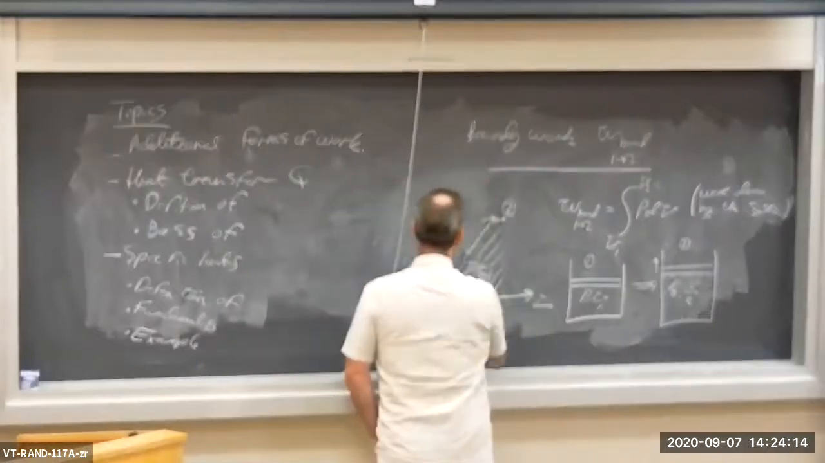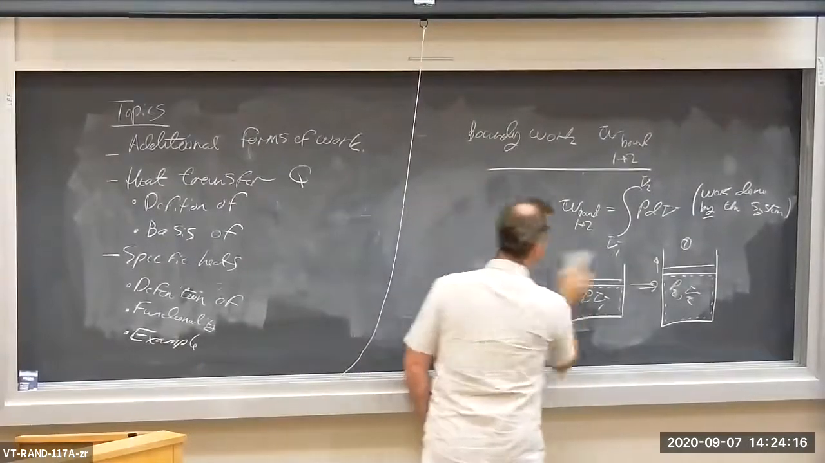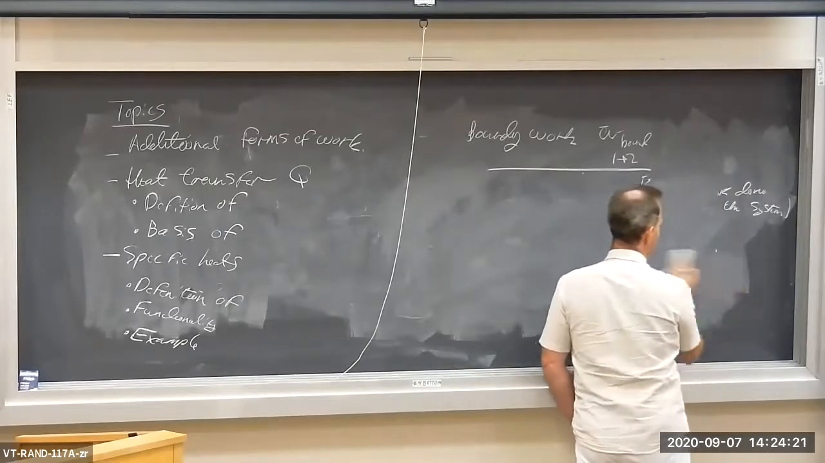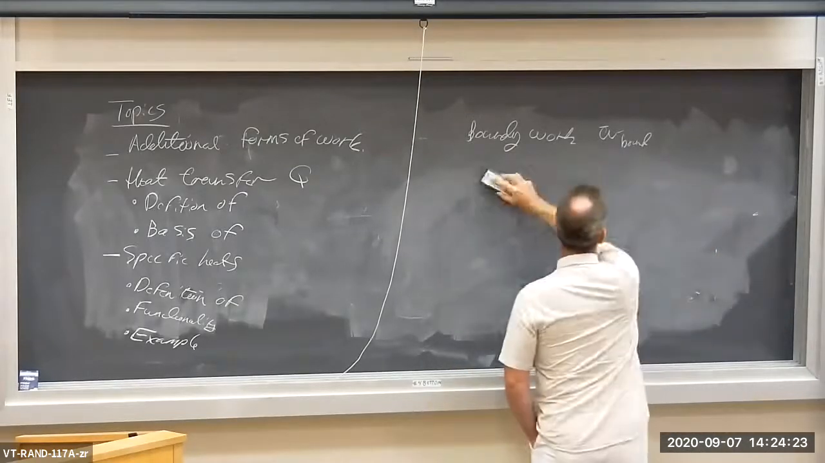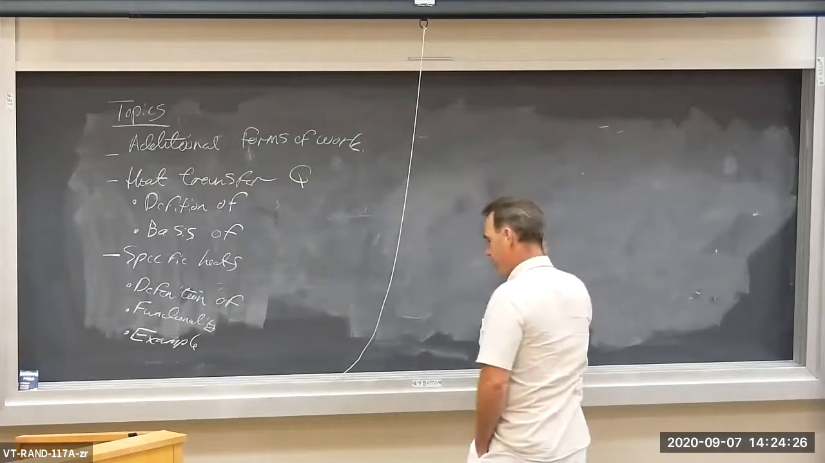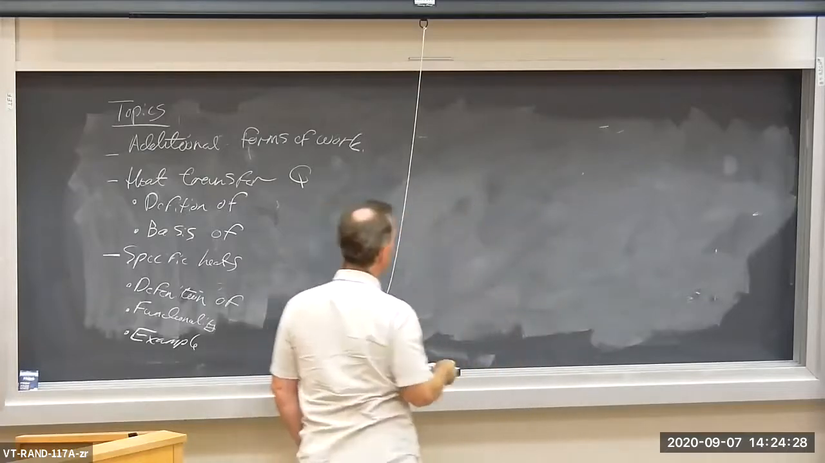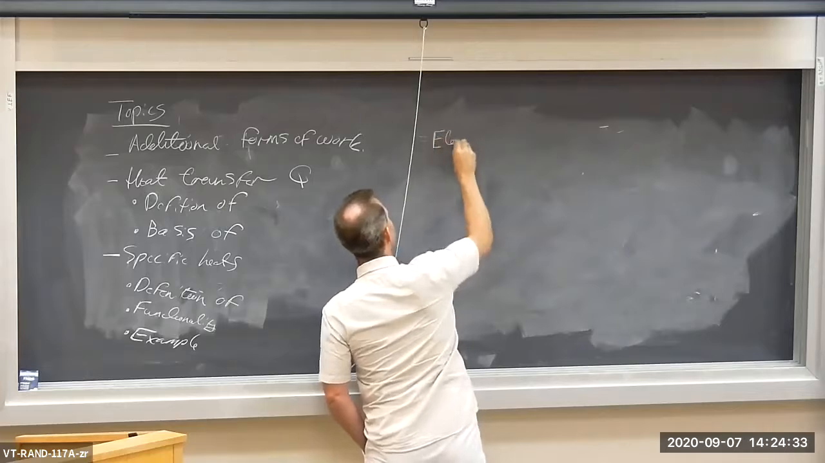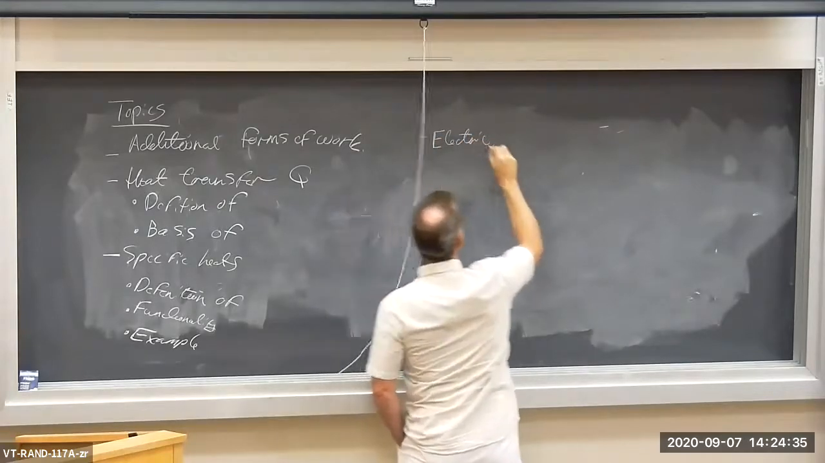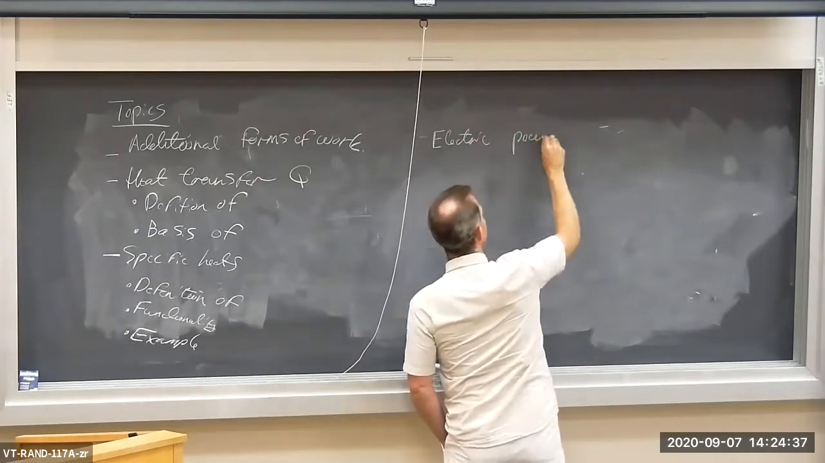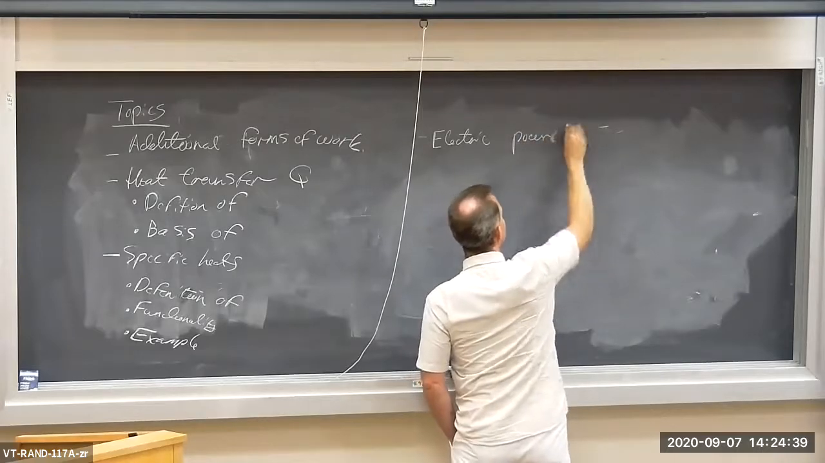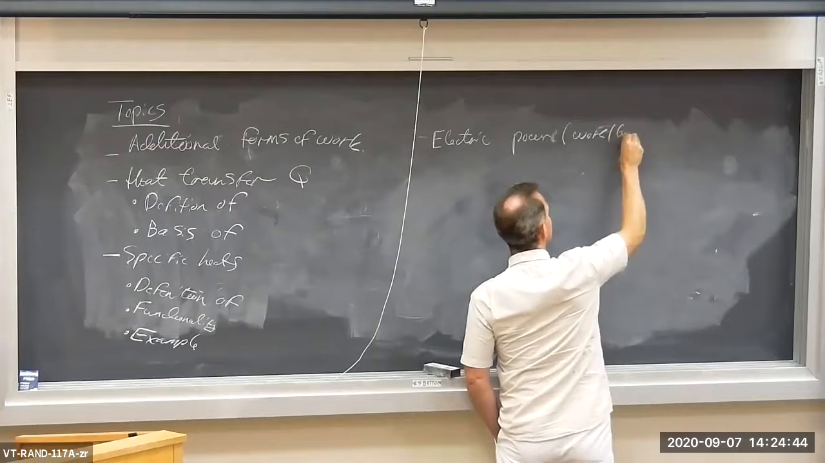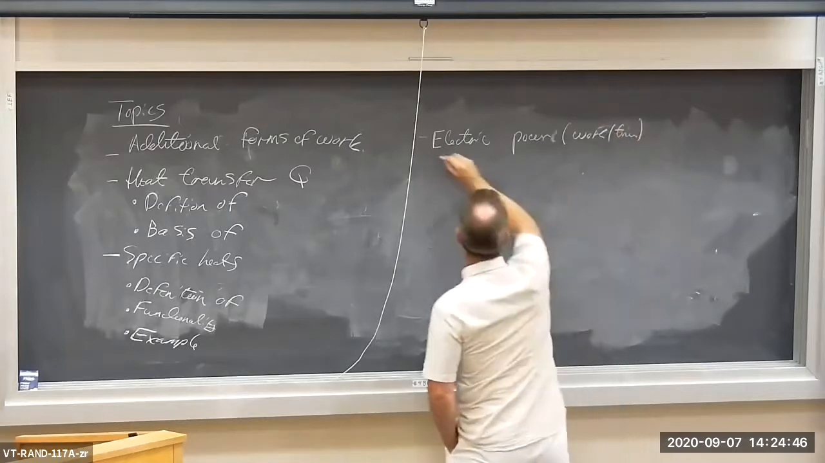Now there's another kind of work, or power if you like. And remember here we're talking about a mechanical transfer of energy. That's how we defined work in general, as a mechanical transfer of energy. There's also electric power. Electric power or work, if you like, work per unit time.